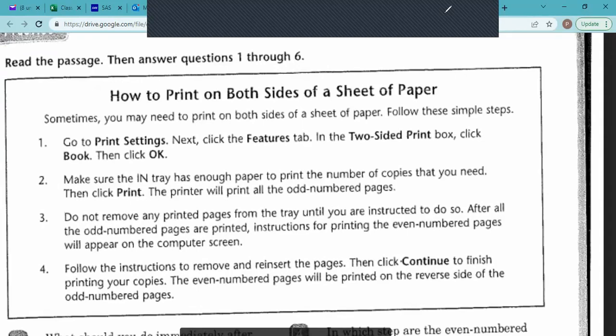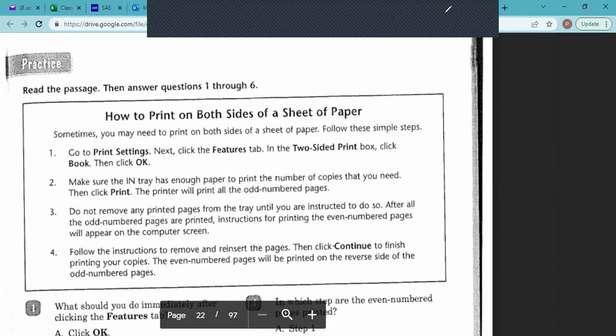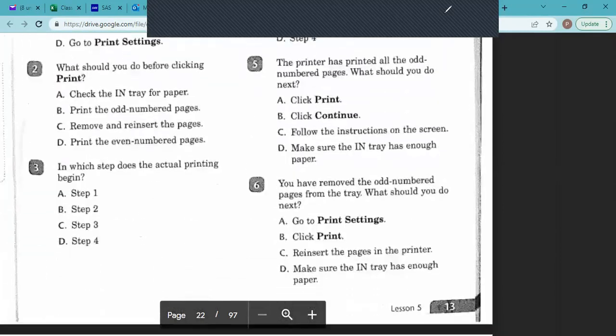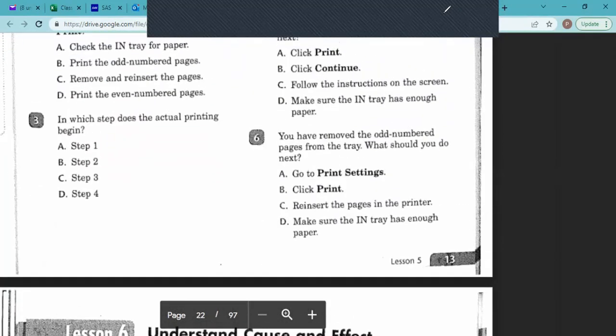All right, so for this right here, I think it's pretty easy reading. I find that sequence is pretty easy. I don't think it's too difficult. There are 6 questions altogether. So for homework, I want you to go ahead and do page 13. All right, and we're going to stop right there.